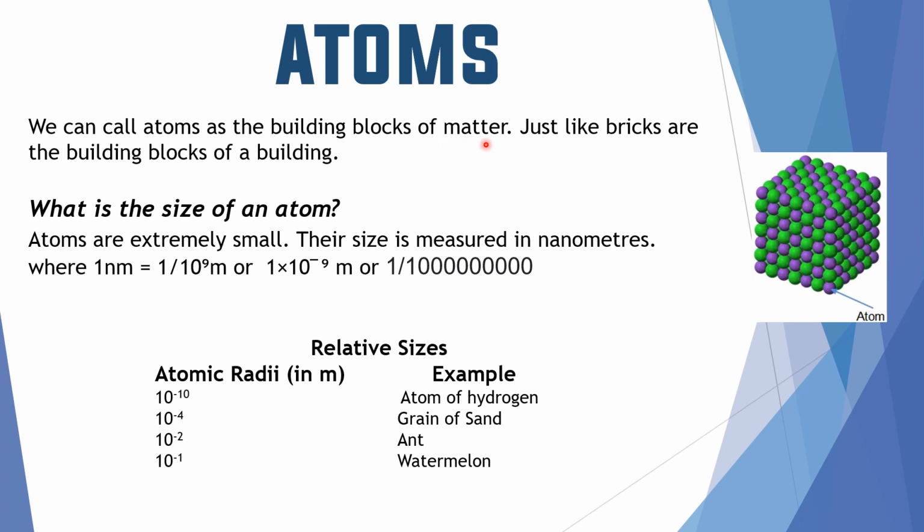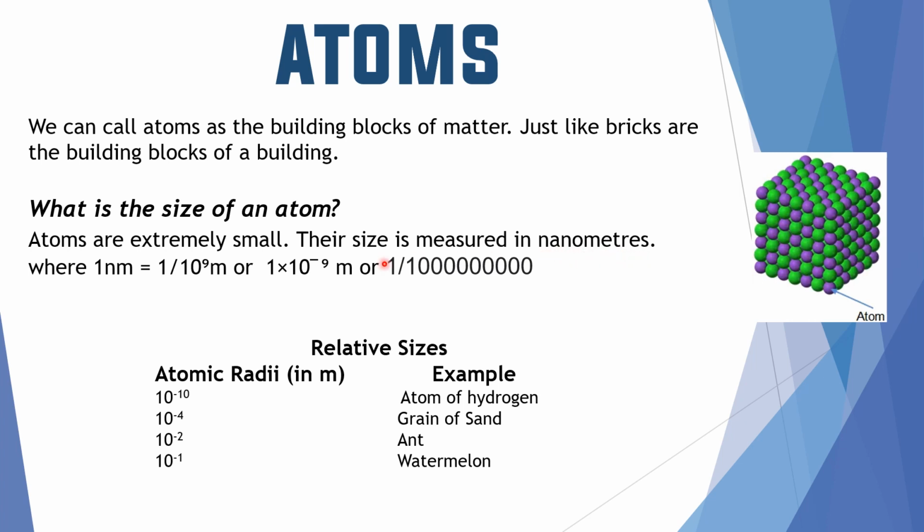Now let us see what the size of an atom is. We can't imagine the size of an atom. Atoms are extremely small. Extremely means very, very small. Their size is measured in nanometers, because that is a very small unit.